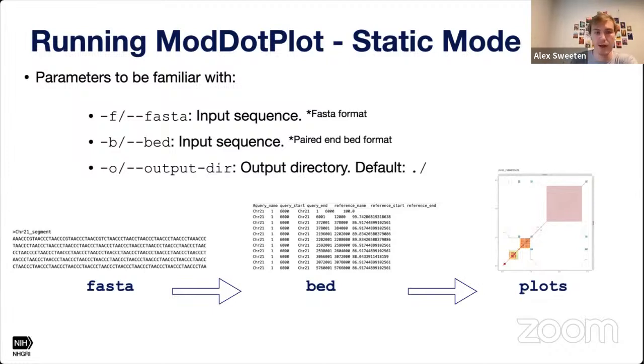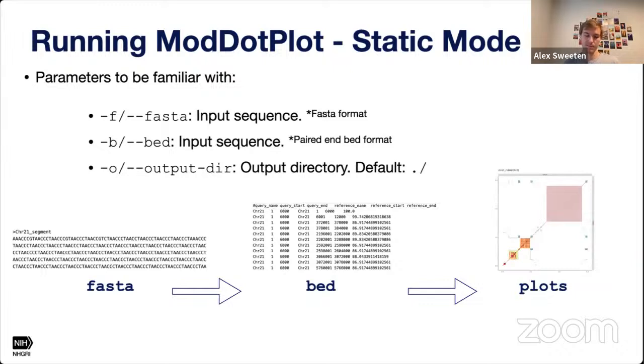This is pretty standard. When ModDotPlot computes sequence identity, it will produce a matrix in the form of a paired-end bed file. In the structure of this paired-end bed file, you have sequence 1 with whatever intervals you're using, sequence 2 with whatever intervals you're using, and the identity estimate. This is going to be the same regardless if you do a comparative plot versus a self-identity plot.